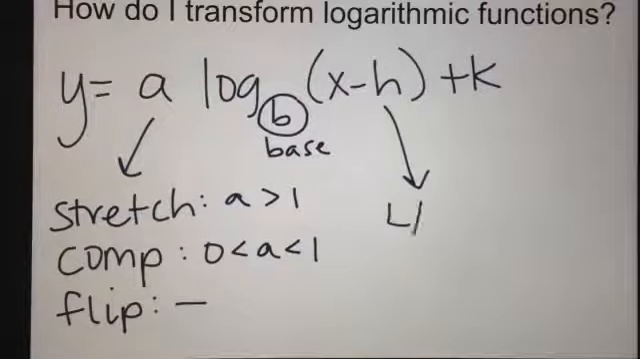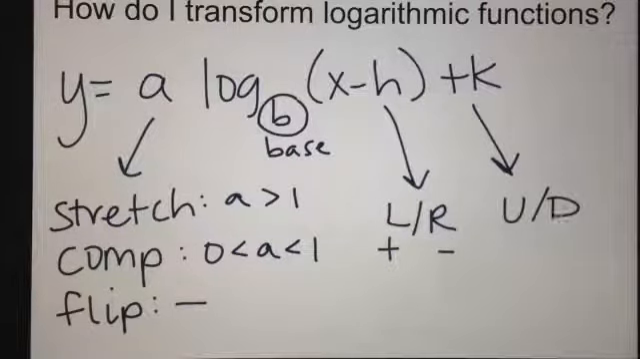Inside the parentheses tells us left or right. Positive for left, negative for right. The number on the end tells us up, down. Positive for up, negative for down. So the transformations should be similar. You should remember those from what we've done in the past.